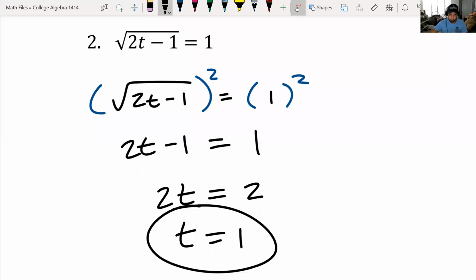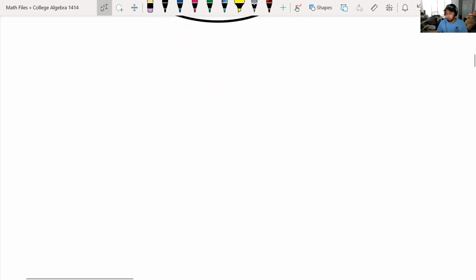Okay. All right, so we solve this one, square both sides, and solve for t, we get 1. If you check it, it definitely works. So now we move on. Get some tougher ones going, right?